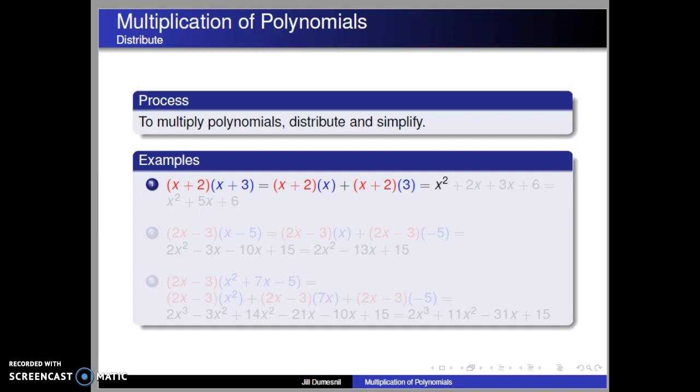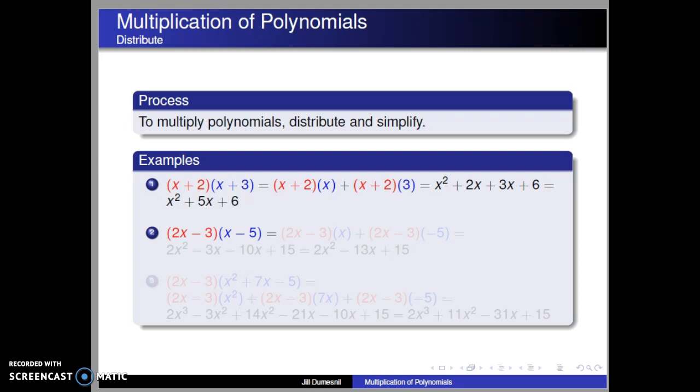Now we get x times x, or x squared, plus 2 times x, plus 3 times x, plus 6. Collection of like terms yields x squared plus 5x plus 6 as our final product. Another example will help cement this process.